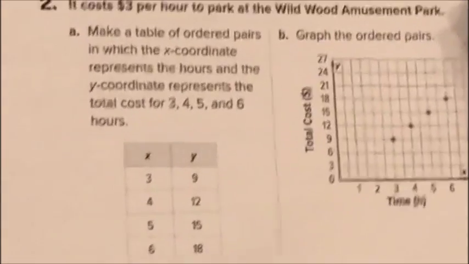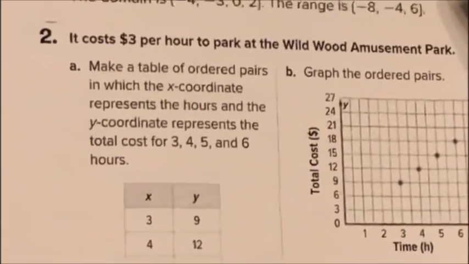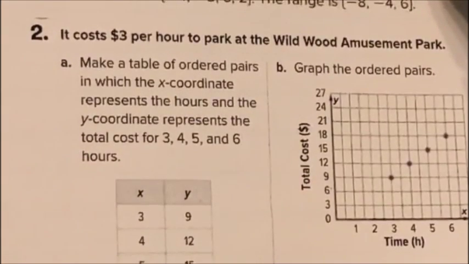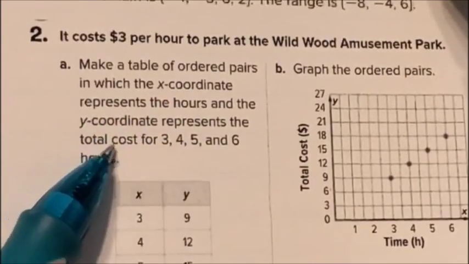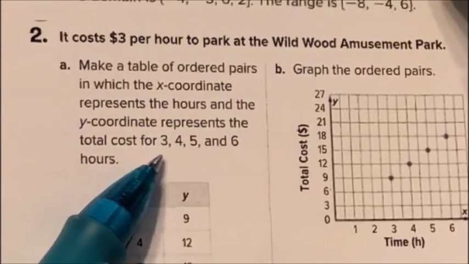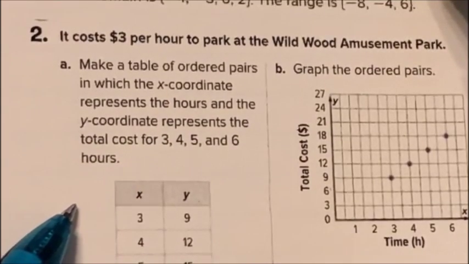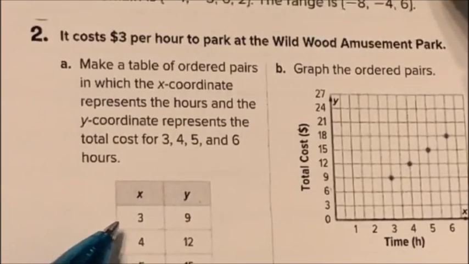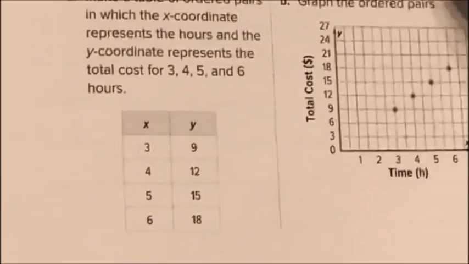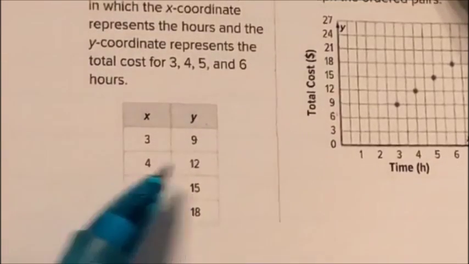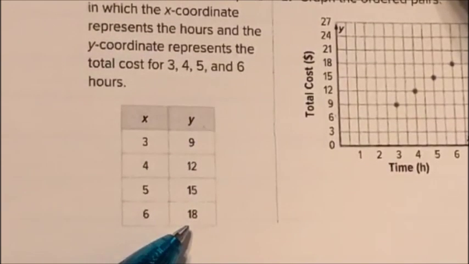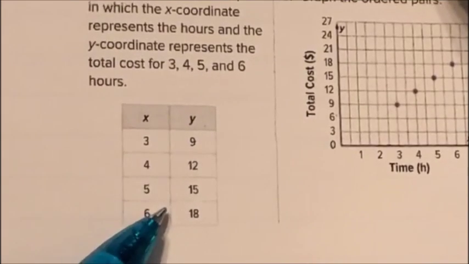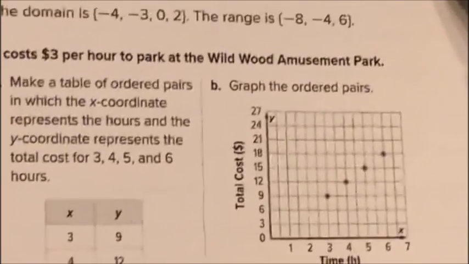Okay. Number 2, it says it costs $3 per hour to park at the Wildwood Amusement Park. So letter A says make a table of ordered pairs in which the x-coordinates represent the hours and the y-coordinates represent the total cost for 3, 4, 5, and 6 hours. Okay, so if it costs $3 to park per hour, 3 times 3 gives me 9, 3 times 4 is 12, 3 times 5 is 15, 3 times 6 is 18. Okay. So 1 hour would be $3, 2 hours would be $6, so on and so forth. That's where I get these y values from. Okay. And then I graph the points.